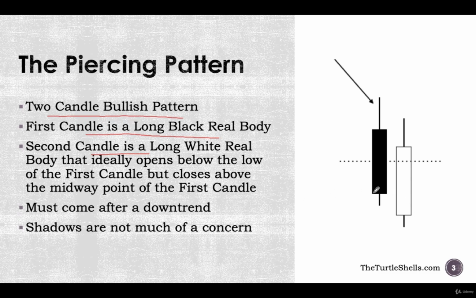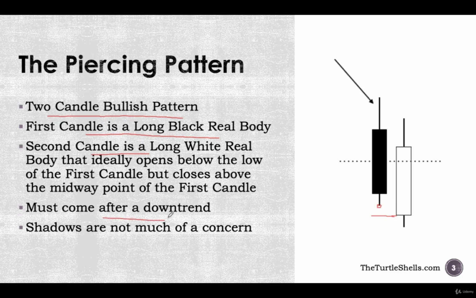So let's try to understand it. The second candle is a long white real body which opens below the low. So this is the low of the black candle, and the opening is below the low of the previous black candle, and the closing is above the midpoint of the previous black real body. So this dotted line is the midpoint of the black real body. This is not the midpoint of the entire candle. It's the midpoint of the black real body only. And our second candle closes above the midpoint of the black real body.